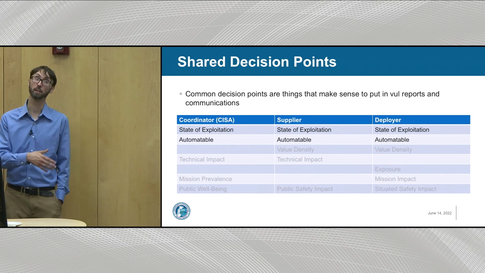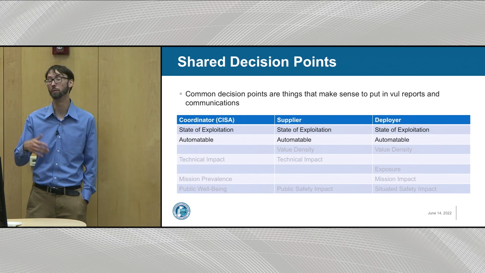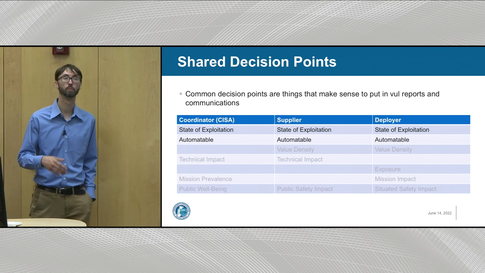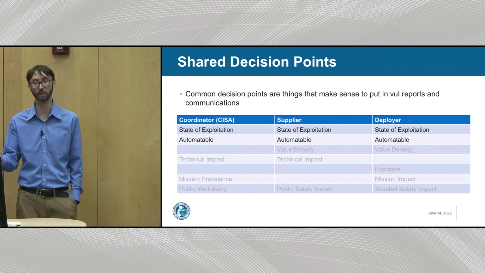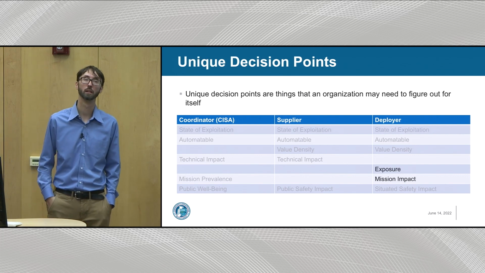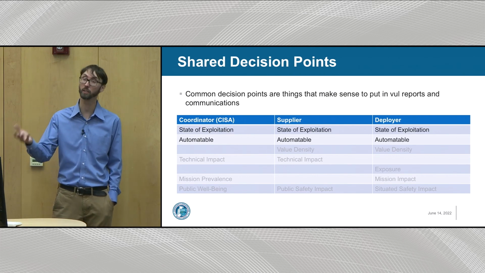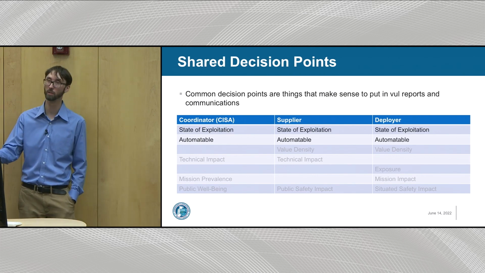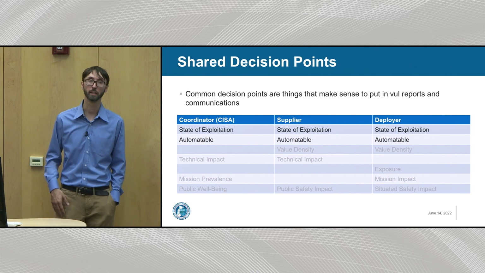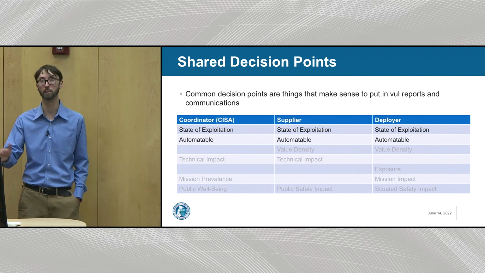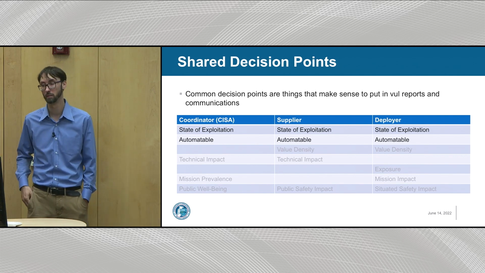Some of these are shared across many roles. So the state of exploitation, whether the vulnerability is automatable or not. Those shared information items are good targets for shared communication. They make sense to put in vulnerability notes, because everyone might need to know them, so if one person knows them, they should tell everyone else.